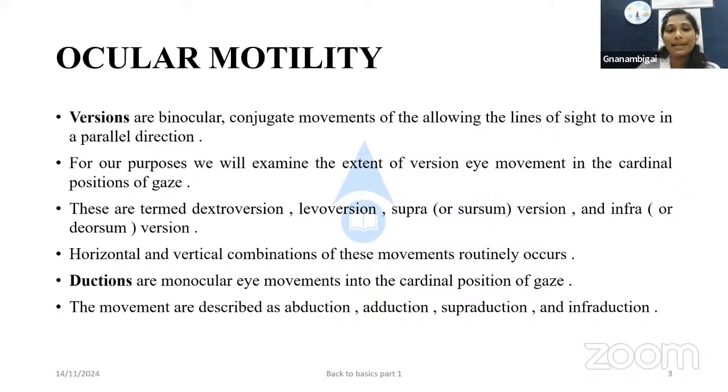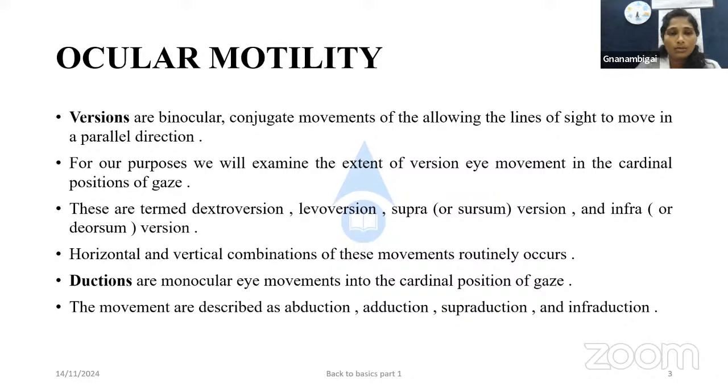Versions are the binocular and conjugate movements of the eyes in the same, parallel direction. For the purpose, we will examine the extent of version eye movement in the positions of gaze. These are termed dextroversion, levoversion, supraversion, and infraversion. Dextroversion is the right side, levo is the left side, supra is up, and infraversion is down. Horizontal and vertical combinations of these movements routinely occur. Ductions are the monocular eye movements, which are called abduction, adduction, supraduction, and infraduction.